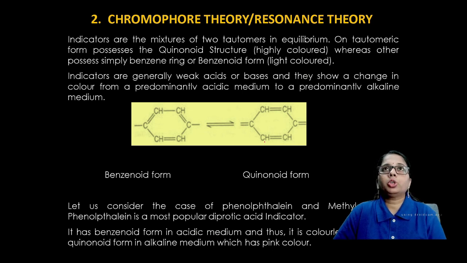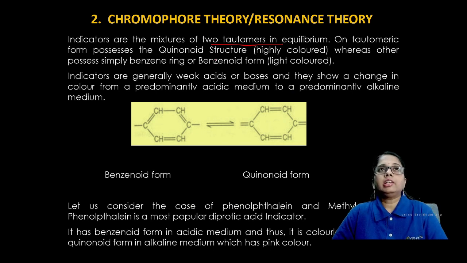Now coming to the chromophore or resonance theory. Indicators are mixtures of two tautomers in equilibrium. That is what they have defined in the chromophore theory. And the tautomeric form possesses the quinonoid structure. For example, if you see phenolphthalein itself, okay. Whereas the other possesses simply a benzene ring, or benzenoid form.